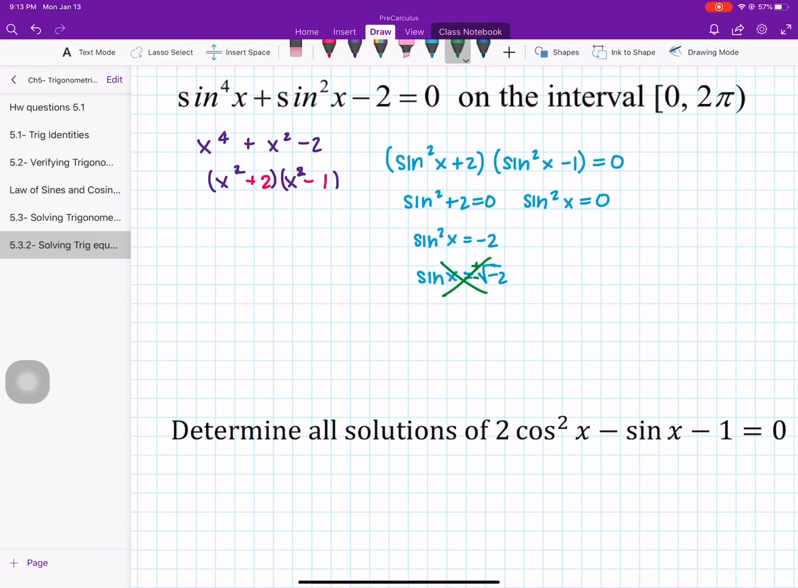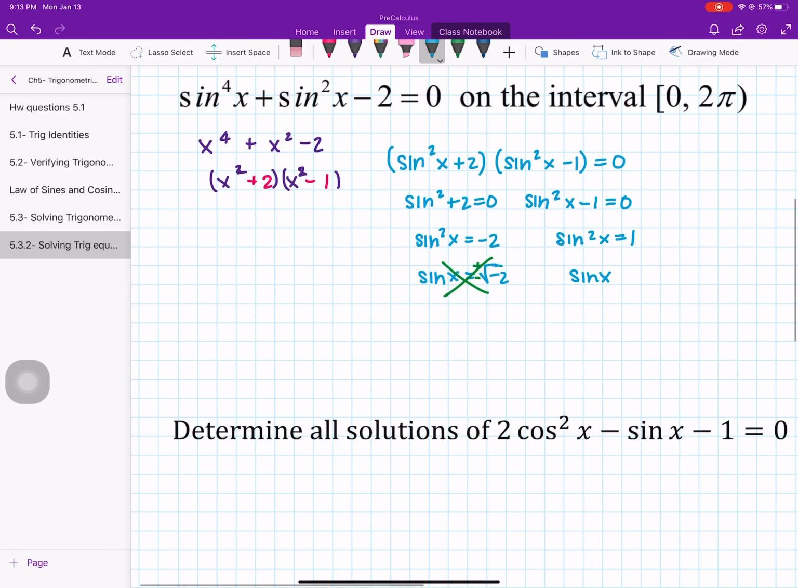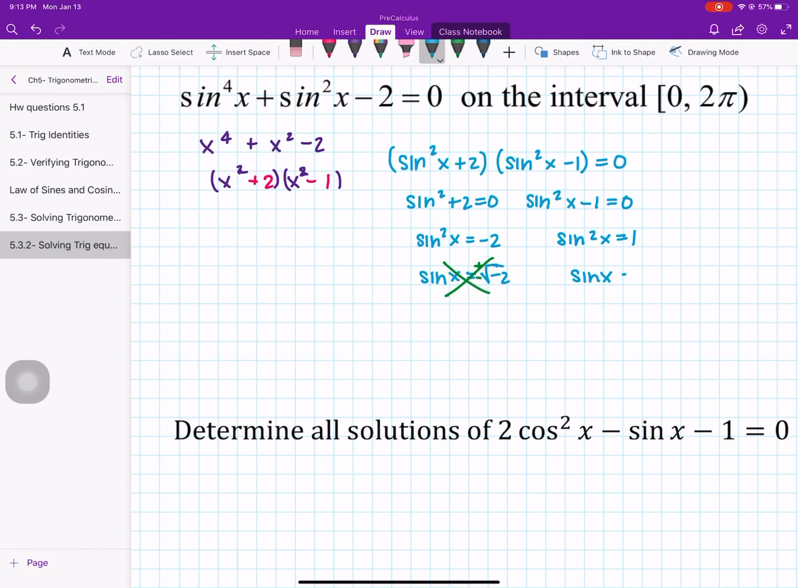Now let's look at the other side. Oops. I forgot to write down part of the equation. We talk about that all the time, right? Always make sure you write it down correctly. So here, add the 1 to both sides. So the sine squared of x equals 1. And then the sine of x, when you square root both sides, has to equal plus or minus 1. Don't forget your plus or minus.